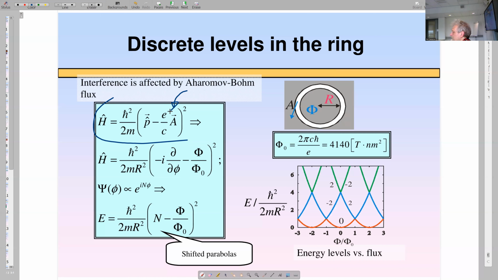Right. Now I want to make it one-dimensional, so I will express momentum, which is a derivative with respect to coordinate, as a derivative with respect to phase, and the vector potential I'll express in terms of the flux in this area. Okay, here we are, the Hamiltonian. So it is a derivative in phase elongated with the flux.